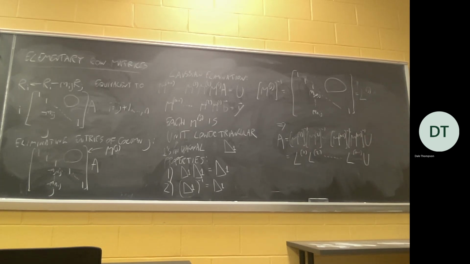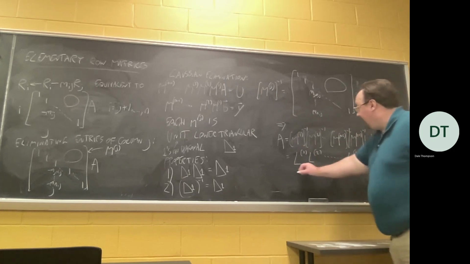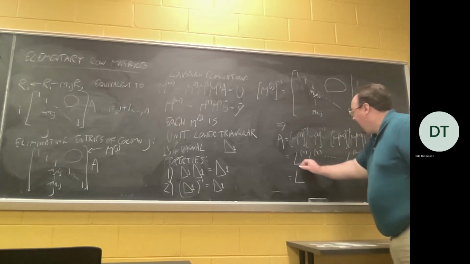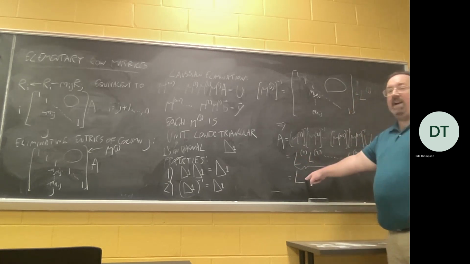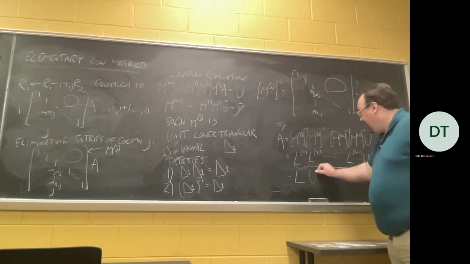Now, the M's are unit lower triangular, therefore their inverses are unit lower triangular. So these are unit lower triangular. Therefore, their product is unit lower triangular. So all of these multiplied together, I'm going to call that L. Then U.